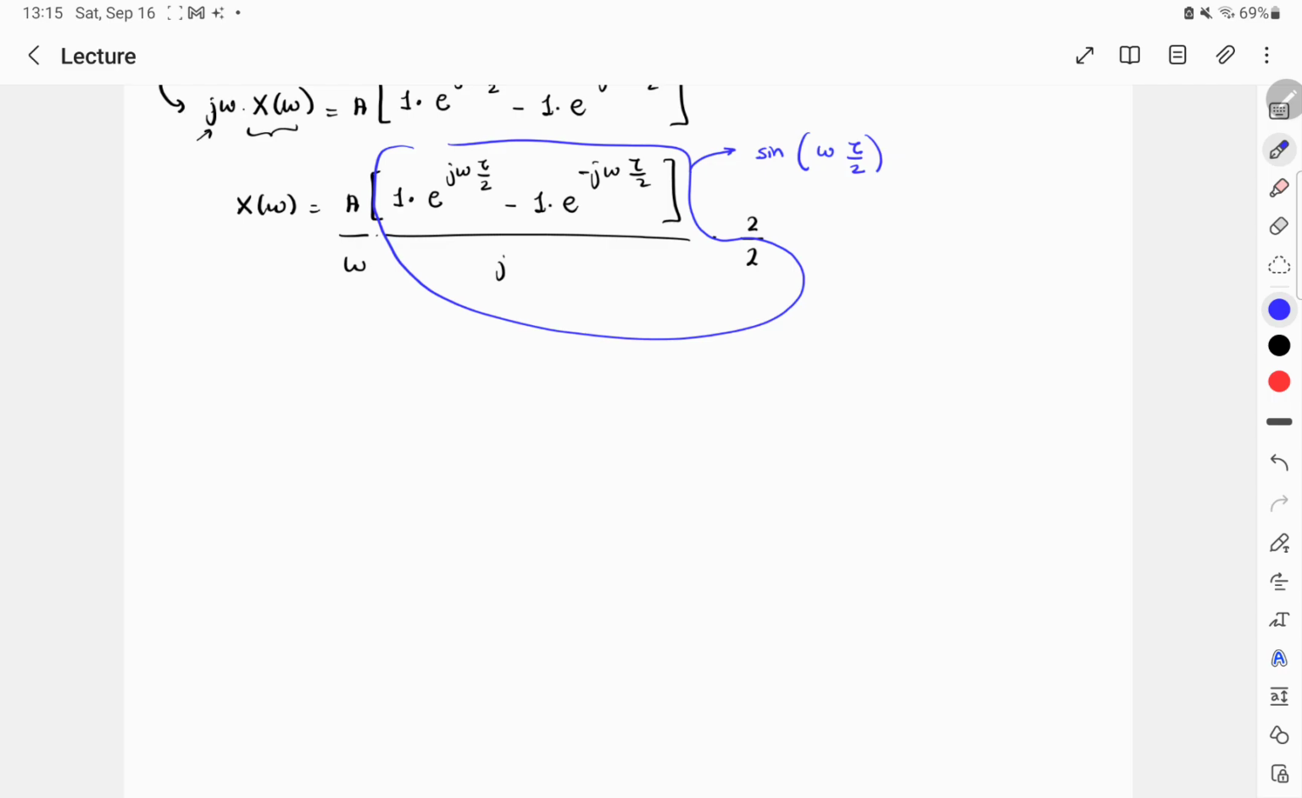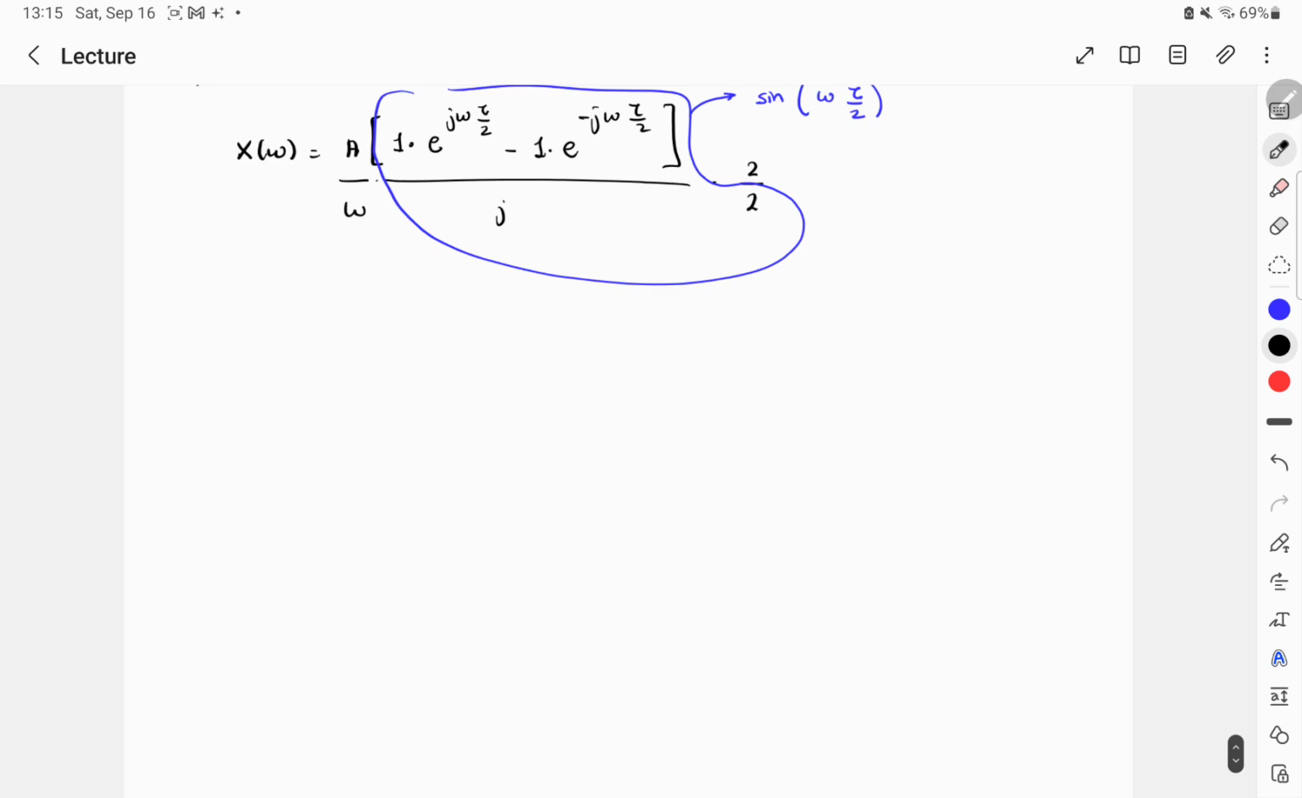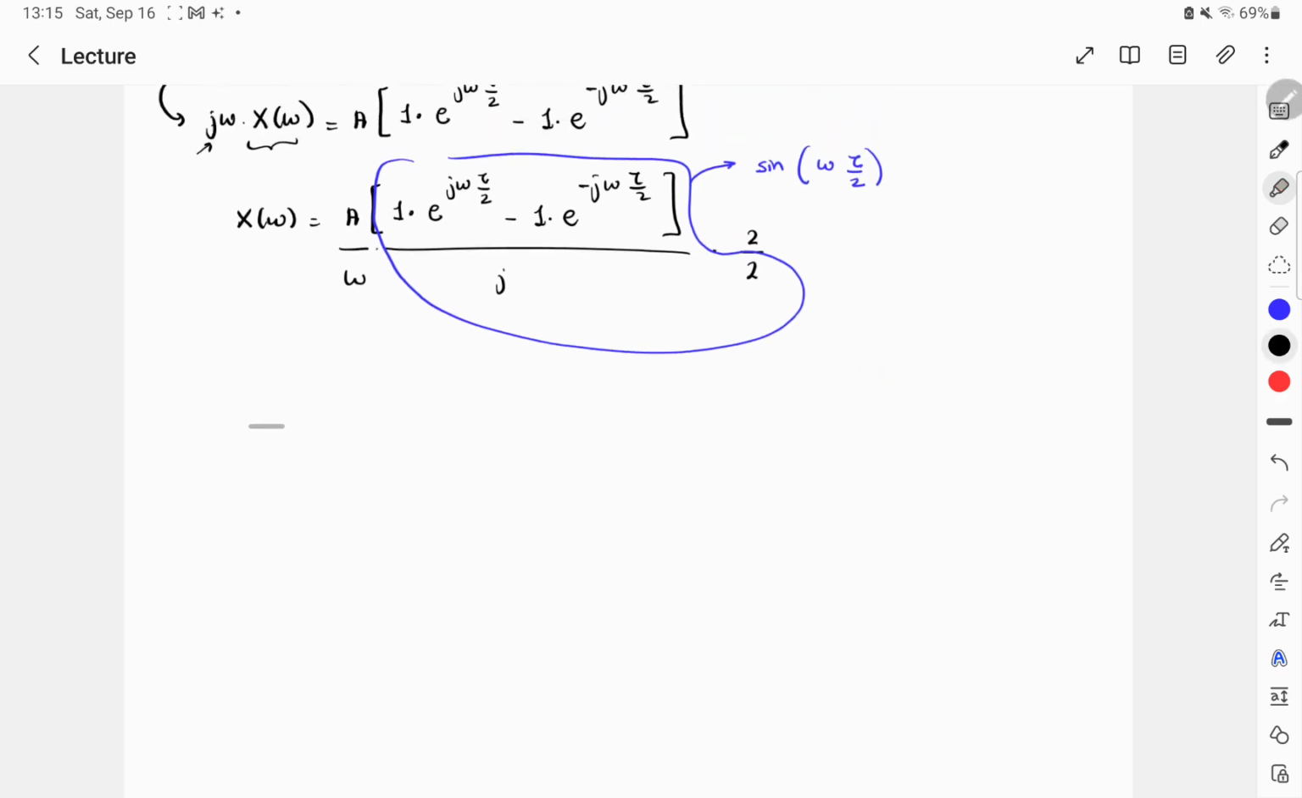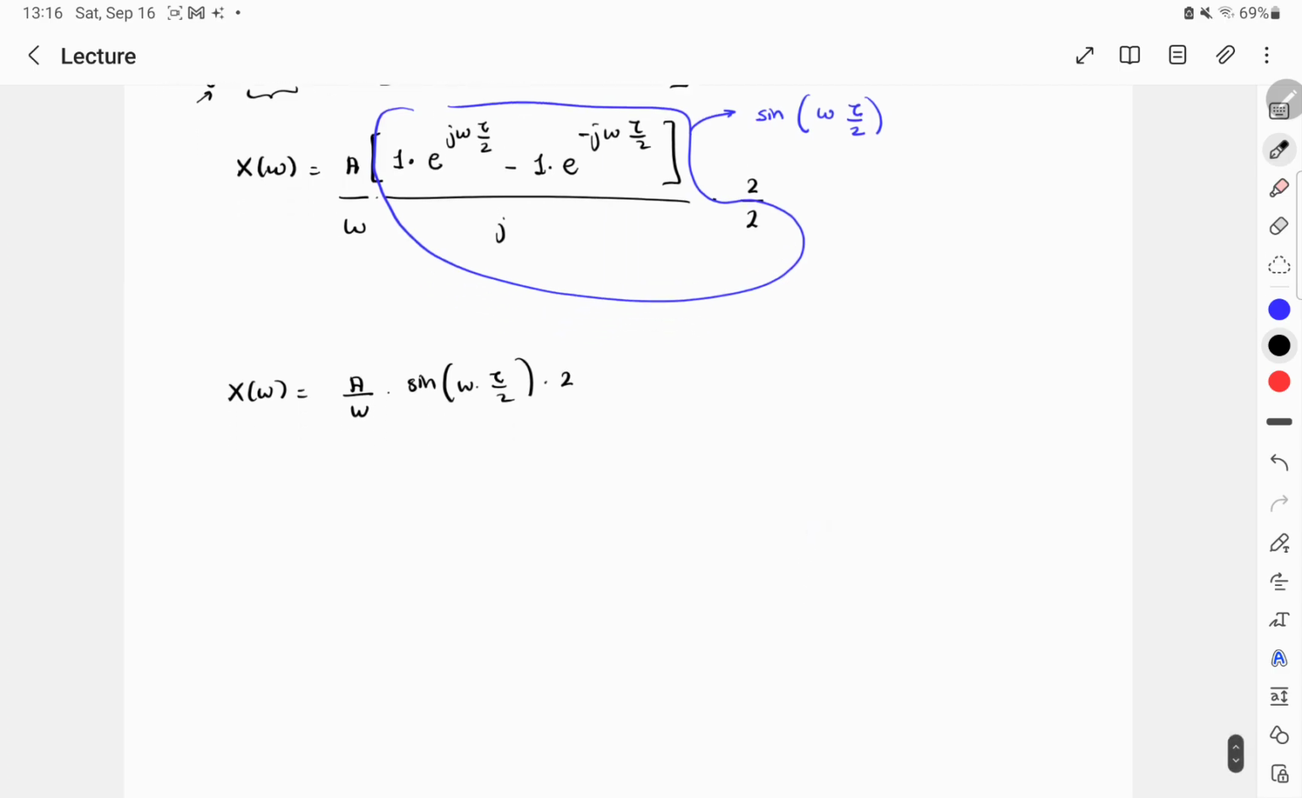Eventually we will have this expression over here, a over omega times sine of omega tau over 2 times 2, right? Yes, 2. And we just want to show it in a simpler form.